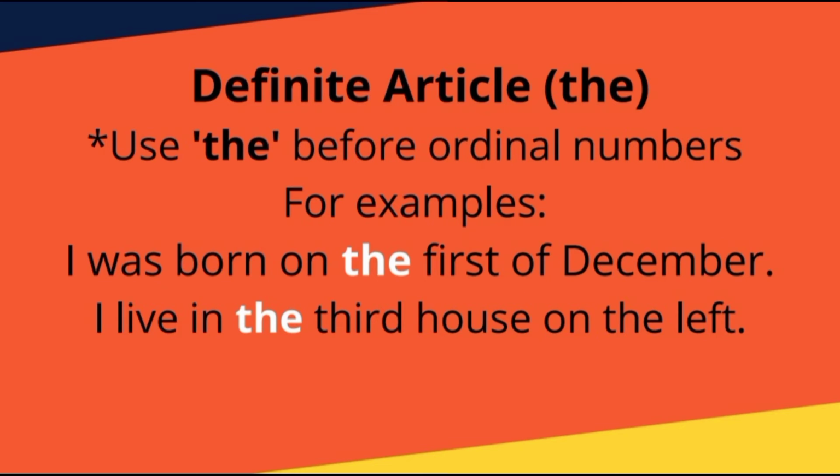Next, we use the before ordinal numbers. What does ordinal mean here? It is a number designating the place, such as first, second or third, occupied by an item in an ordered sequence. For examples, I was born on the 1st of December. Here, first is an ordinal number, so we use the. The second example, I live in the third house on the left. Again here, it is used for the ordinal number.